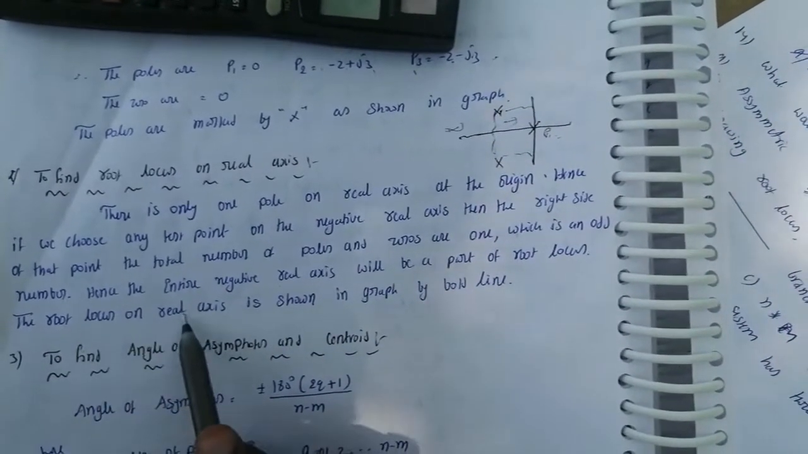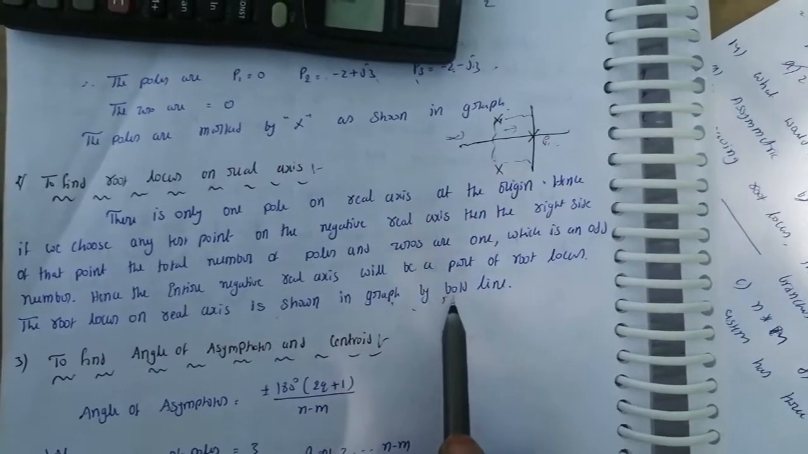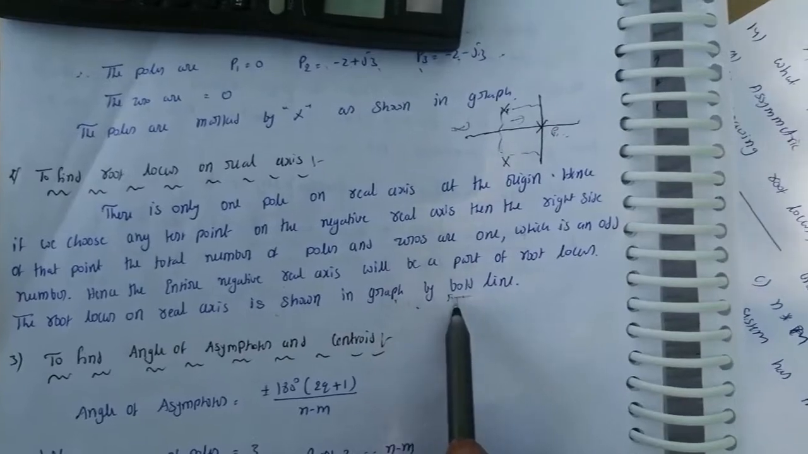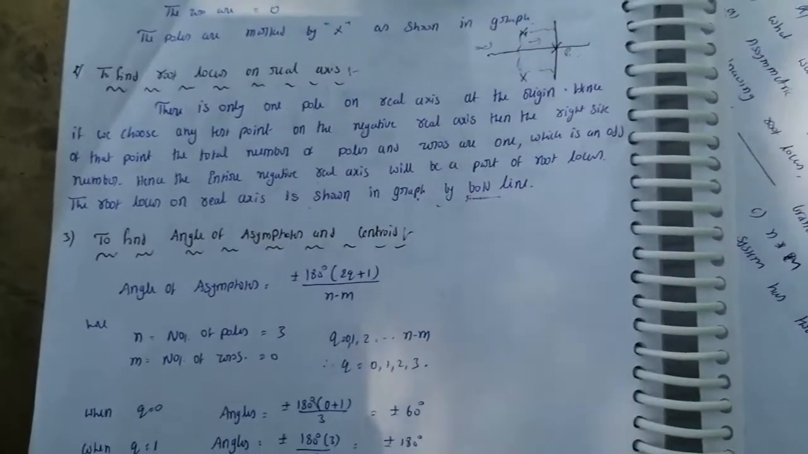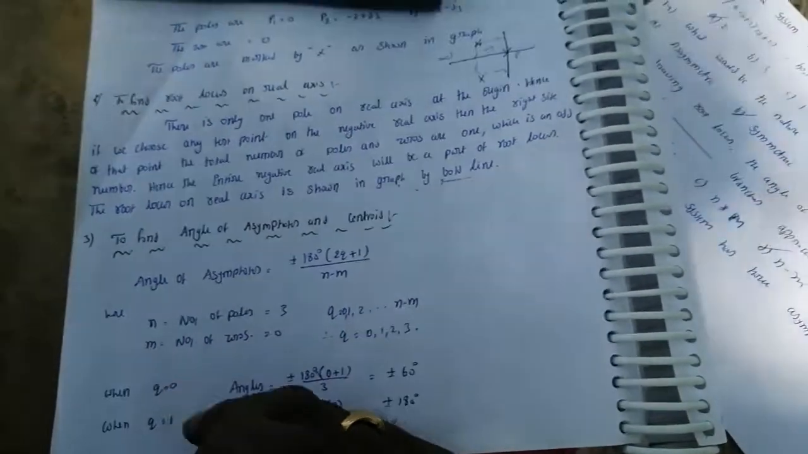The root locus on the real axis is shown in the graph by a bold line. So you always represent the root locus by a bold line, so don't forget it. Now let me move to the third step, that is to find the angle of asymptotes and centroid.